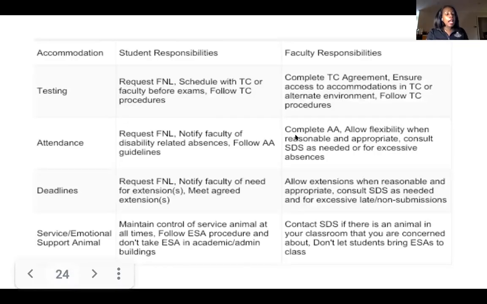So I just want to draw your attention to these charts here that you see. I do know that this is going to be recorded, so keep in mind that accessible versions of this chart presentation can be requested at any time by contacting sds@miamioh.edu. There are accessible versions of this presentation and this chart available. But if you take a look at this, this is just something that you can reference if you want to understand for each different realm of accommodation what the student responsibility is and what the faculty responsibility is.